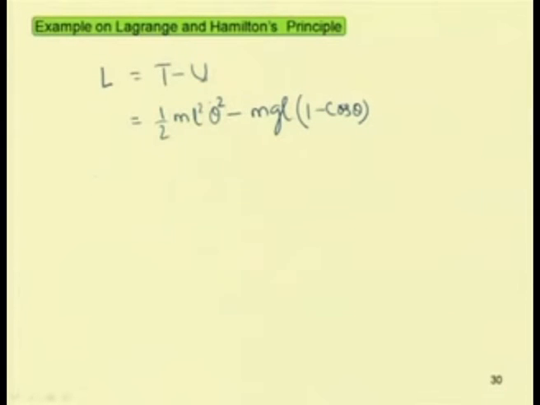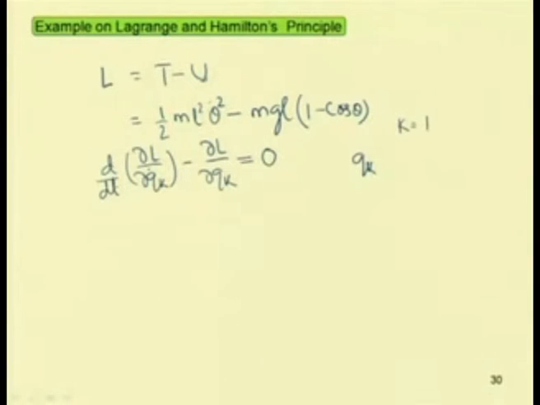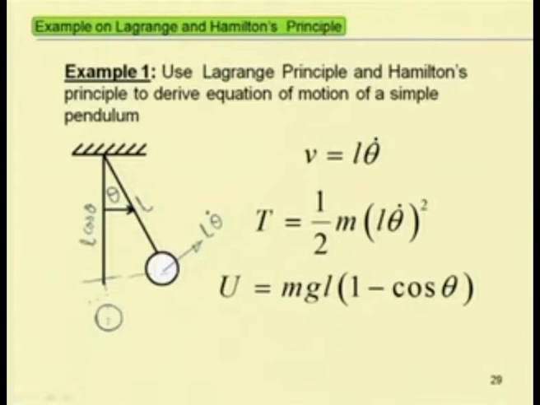Using the Lagrange principle, our equation of motion can be obtained in this way: d by dt of del L by del q k dot minus del L by del q k. As no external force is acting on the system, this will be equal to 0, and in this case q k is the generalized coordinate. So k equal to 1, as this is a single degree of freedom system. So q k is nothing but theta, but one can take different coordinate systems also.